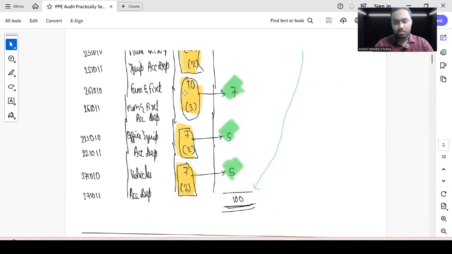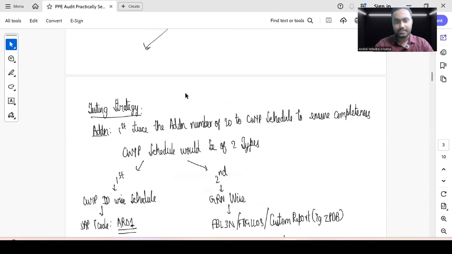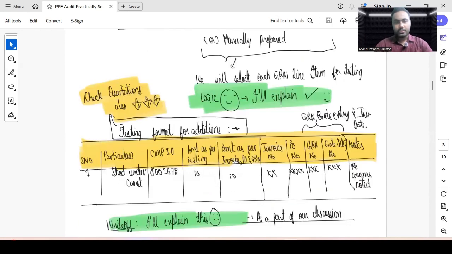So let's move on to how we test and what do we test, guys. So testing format for your CWIP additions. First, let's say there is a shed under construction. Let's say the CWIP ID of the shed is 8002678. Let's say the amount as per listing is 10. That is your amount as per your CWIP listing, and your GRN wise CWIP listing as well comes out to 10. Let's say the amount as per invoice, PO, and GRN.